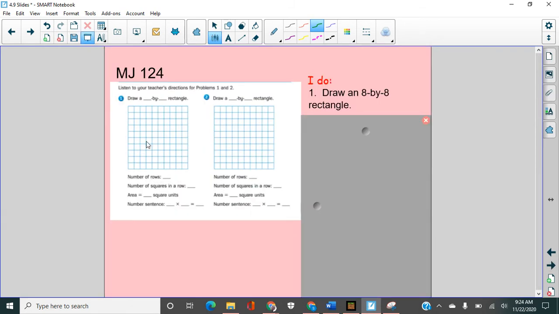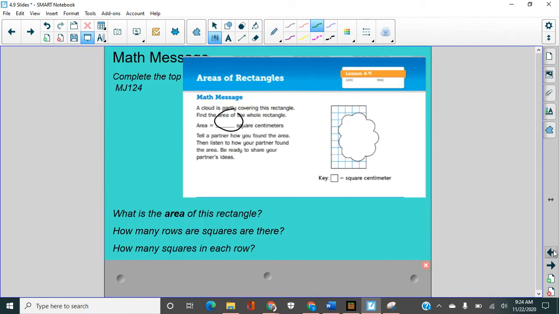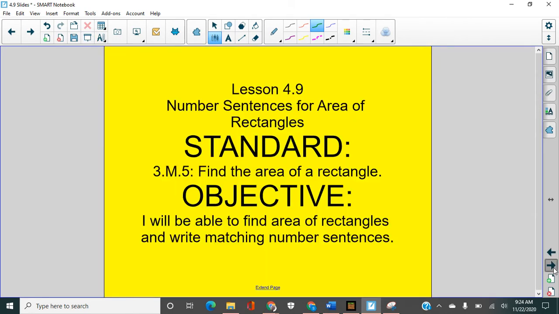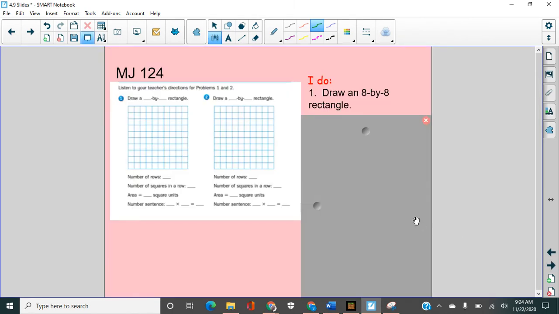All right, let's continue on this page, page 124. I think that's the page we were on before. Am I right? Yep. All right, so we're going to continue on this with our lesson here. So listen to your teacher's directions for problems 1 and 2. So you're going to write with me. First thing we are going to do is draw an 8 by 8 rectangle. And let's see if we can make this bigger because that is so small.